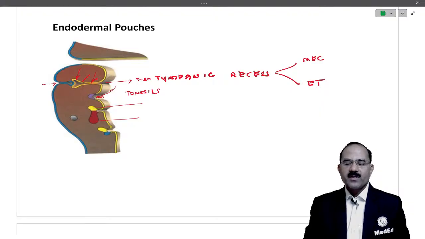What is the third endodermal pouch form? Immature scalpel. Very good.